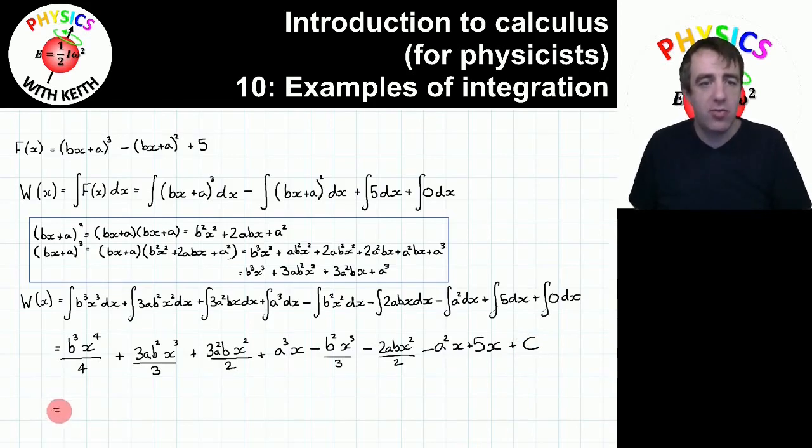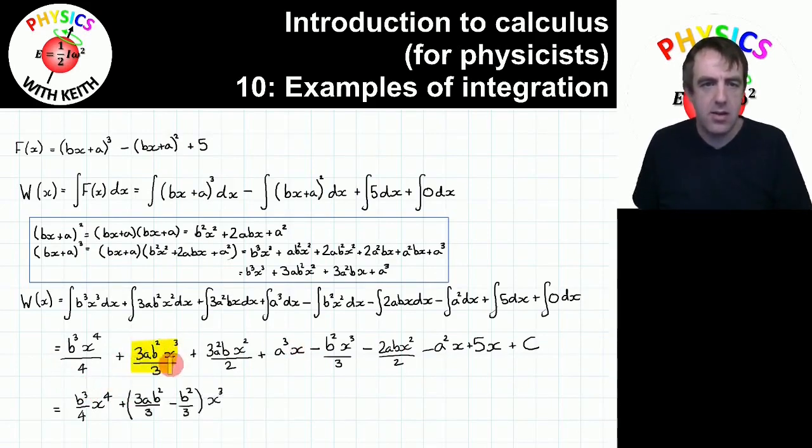And the last step would just be bringing together like terms. So b cubed over 4, x to the power of 4, that's just the only x to the 4 term. But there are two x to the 3 terms. There's this term here, and then you subtract this term here. And doing so and factoring out the x cubed gets this term here.